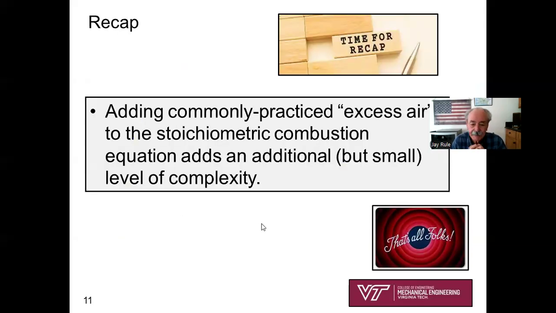Okay, and so do you see that in common practice, we're generally adding excess air in our open system combustion processes when we're adding fuel and air in a steady state, steady flow, 2 inlets and 1 outlet situation. We're usually running excess air, and it does add an additional level of complexity, but I believe it's a small level of additional complexity as you're going through your combustion analysis. And so don't be scared away from excess air calculations.